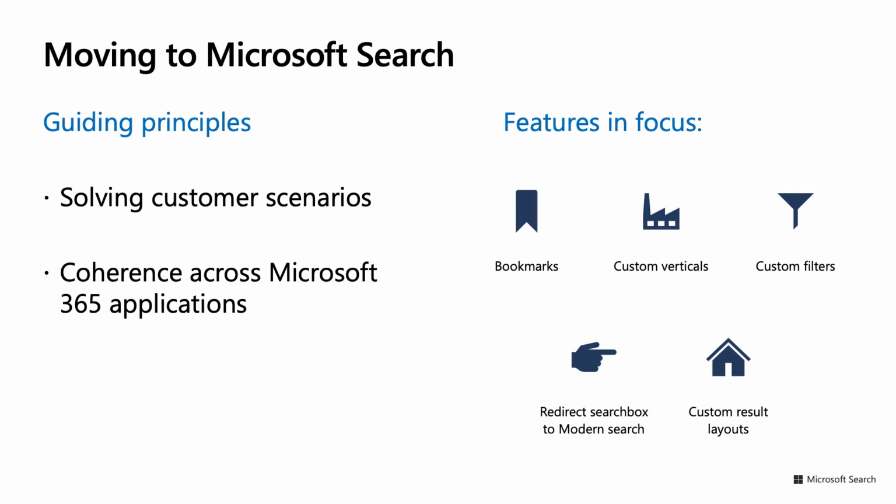The second one is coherence, which is a key factor in Microsoft Search. As you have seen, Microsoft Search is available across multiple different products. So a change which is done in, let's say, SharePoint should be coherently available in other applications like Office.com, Bing.com, etc., so that people are able to experience the goodness of features across all of these different applications. Keeping this in mind, today we are going to focus on a couple of key features that will help you actually move your scenarios from classic search to modern search.